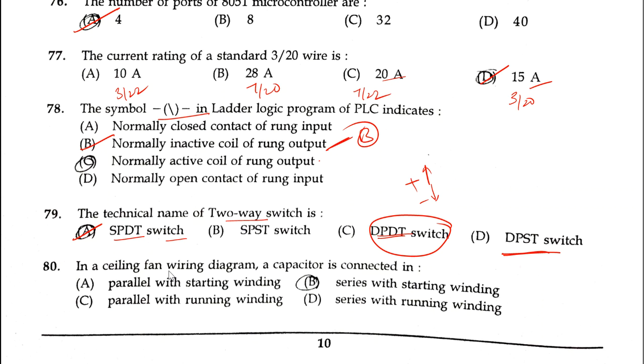Next one, in a ceiling fan wiring diagram, the capacitor is connected in series with the starting winding. Whenever the motor starts and reaches its rated speed, the capacitor is automatically disconnected, and the motor runs as usual. So the answer for this is B, friends.